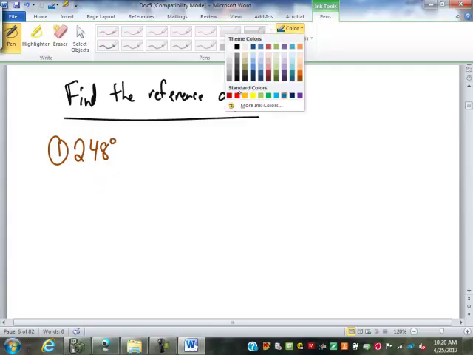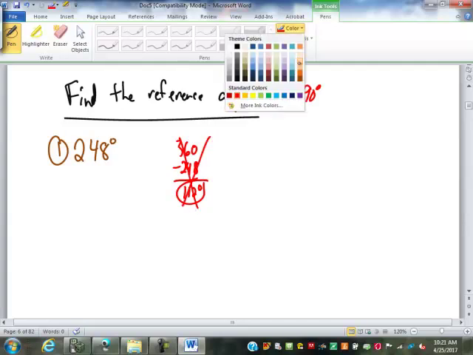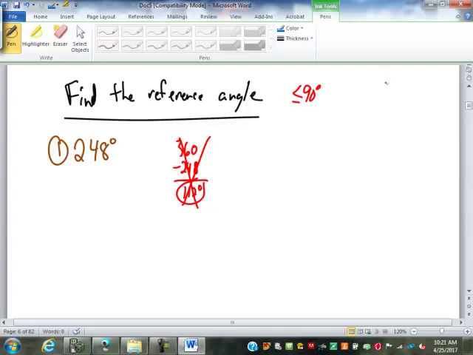Let's do that. You say 360 minus 248. That's going to give us 112 degrees. A reference angle has to be less than or equal to 90 degrees, so that can't be the right one. But it doesn't hurt to try it. We know that we get 112. That can't be right, though.